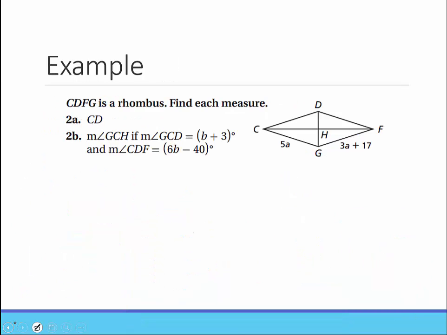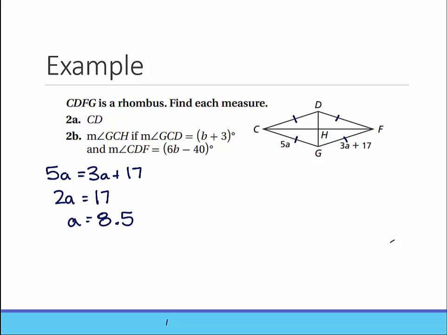So let's do an example problem. If I tell you that this thing right here is a rhombus, we need to find each measure. So remember, that means that all of these sides are the same length. So the only information they tell us is that CG is 5A and that GF is 3A plus 17. But I know those two things have to be equal. So I can use that to solve a nice little algebra problem. We get that A is 8.5.